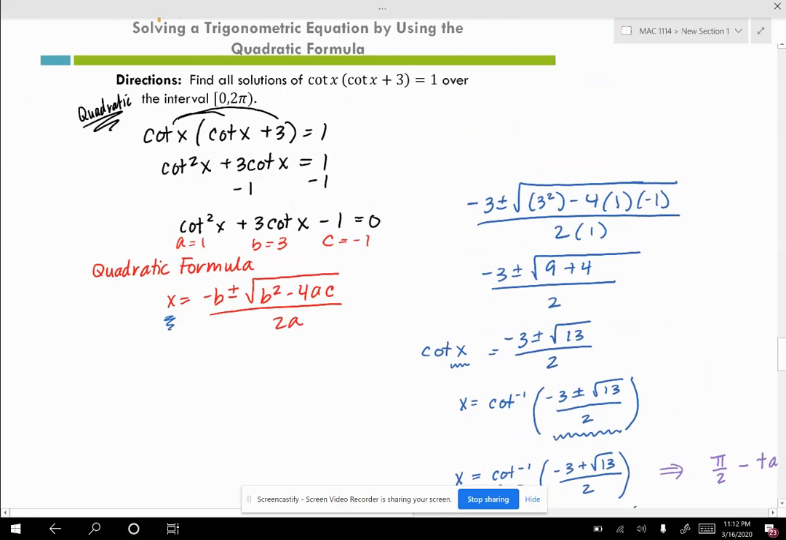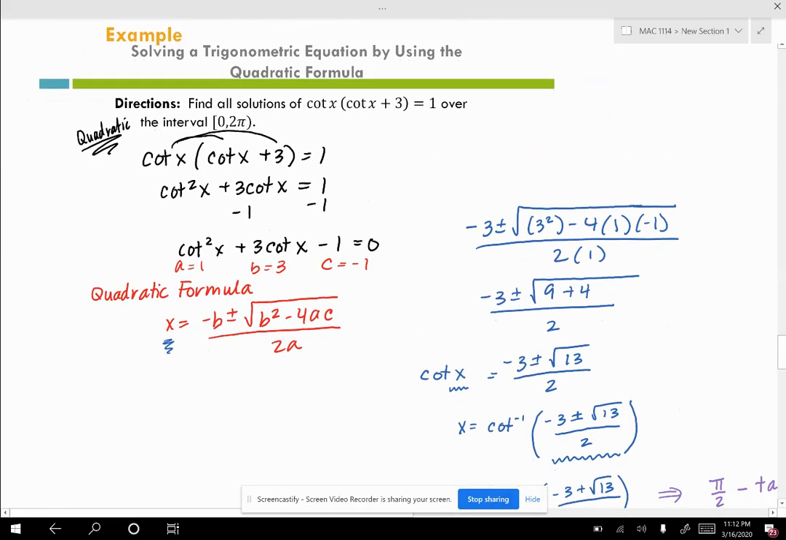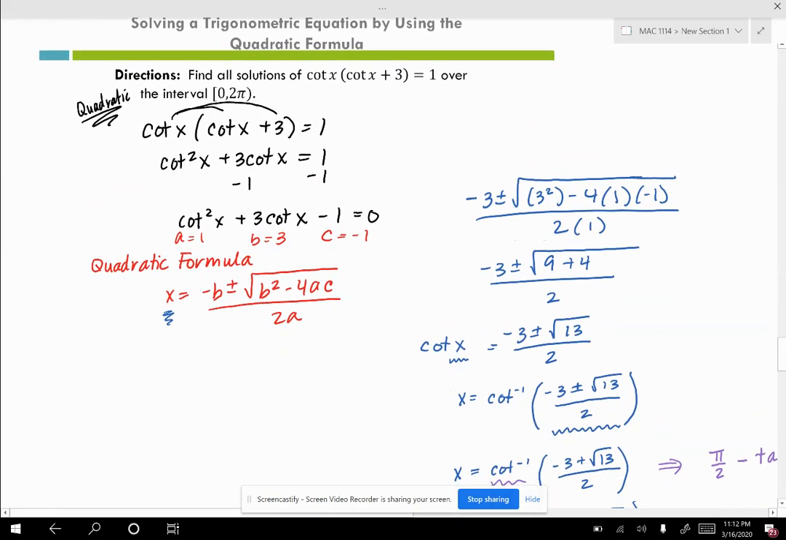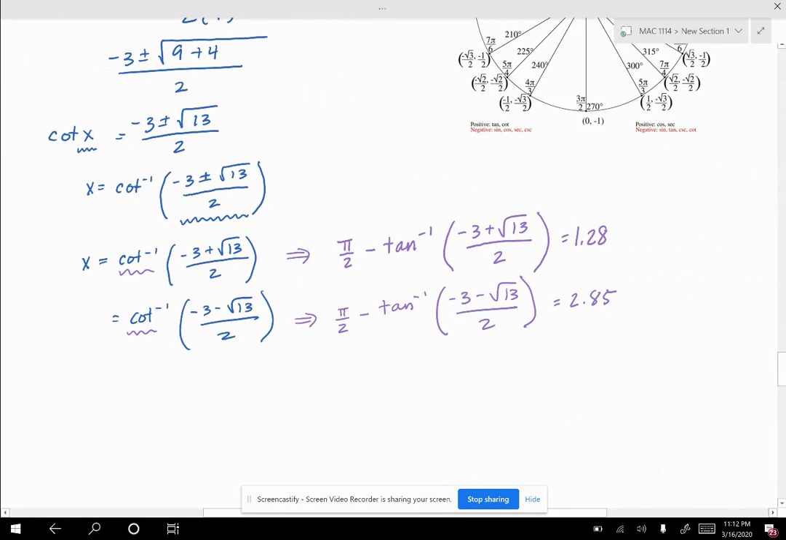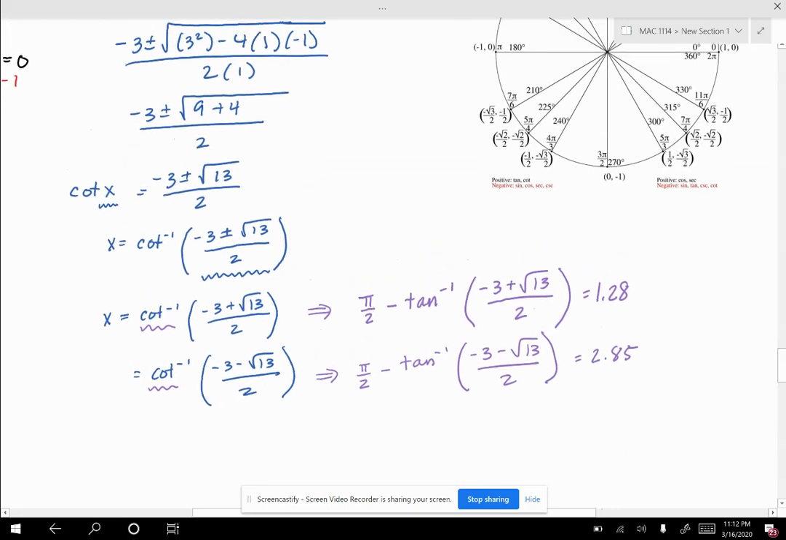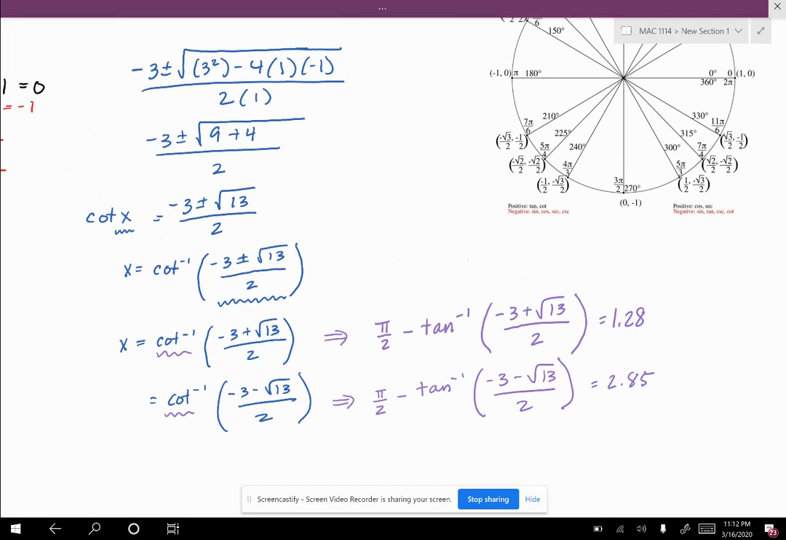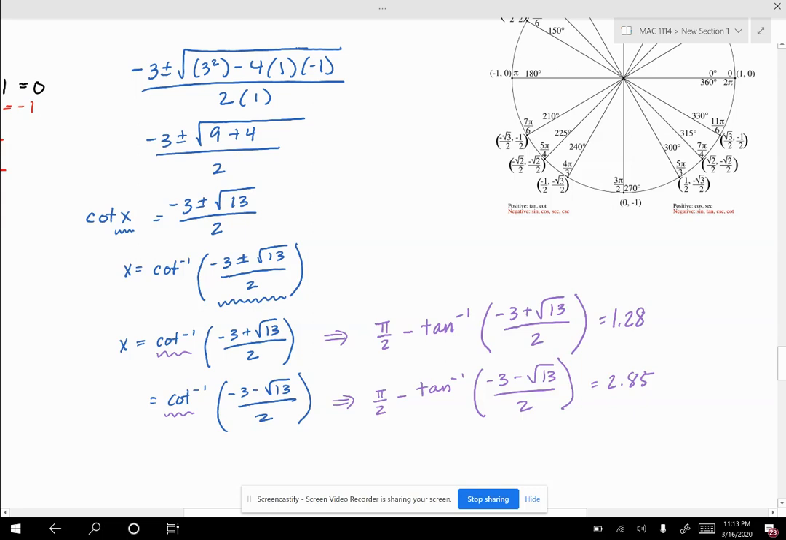Let's make sure we answer the problem: find all the solutions over the interval from 0 to 2 pi. Yep. So those are our two answers, 1.28 and 2.85. So let me go ahead and highlight those for you. There's our first answer. And there's our second. Awesome.